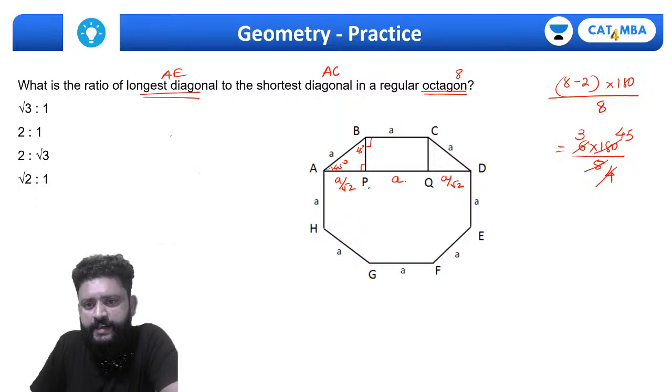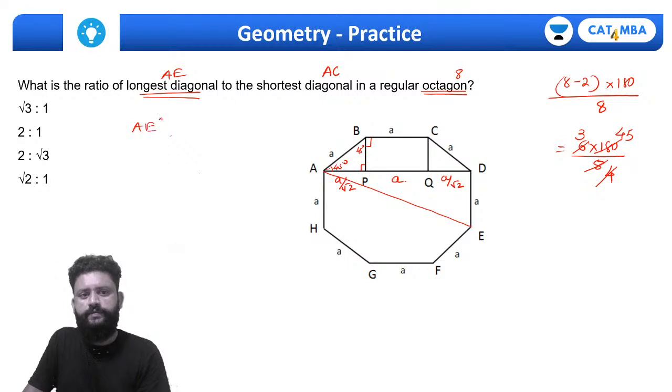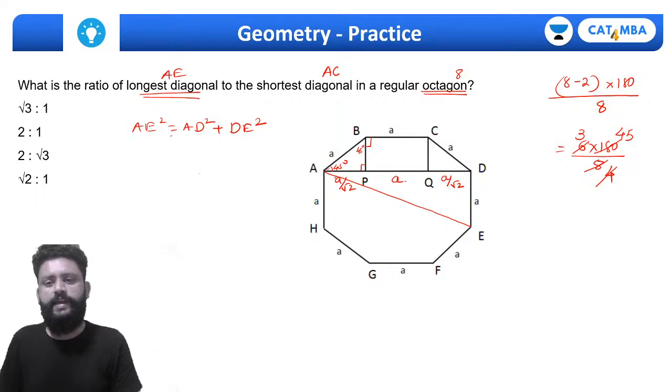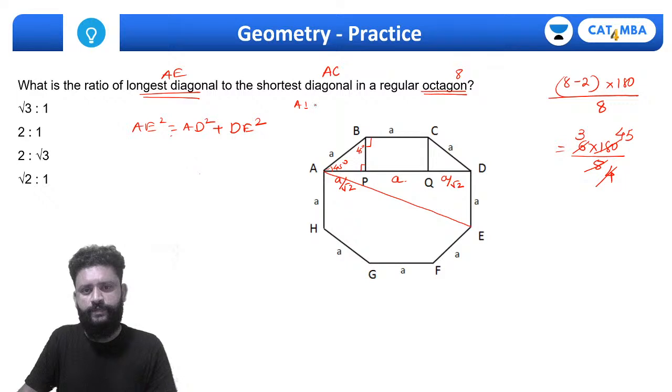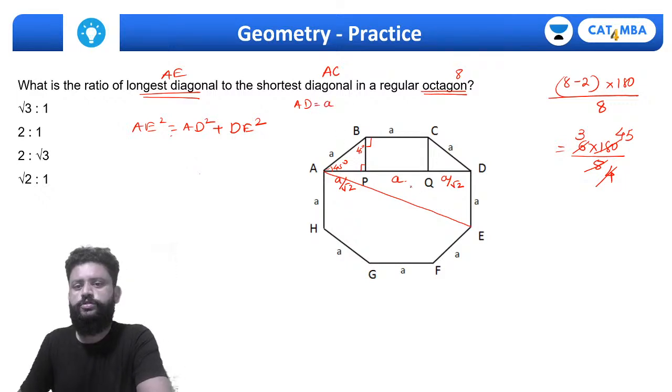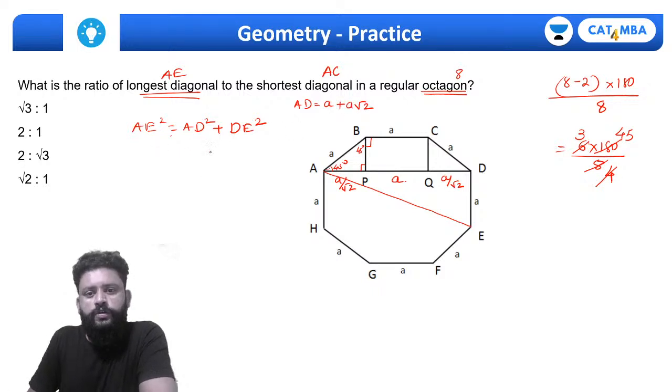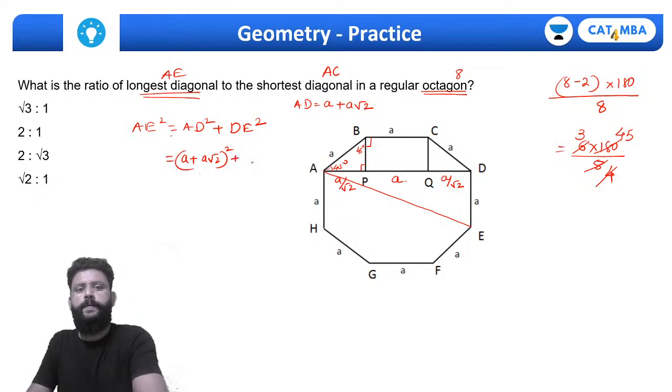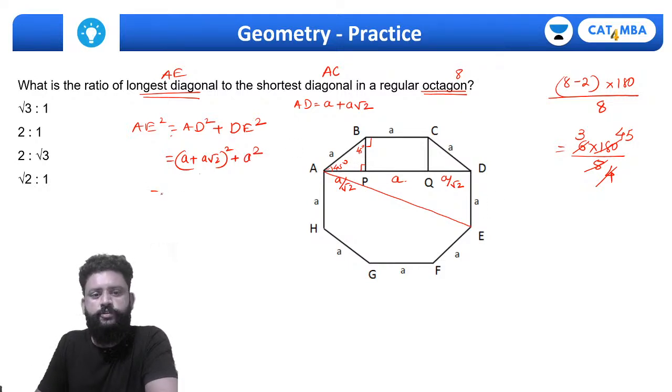Okay, so we can get AD, and to get AE, the longest diagonal, what I can do, I can use the Pythagoras theorem here. AE square is equal to AD square plus DE square. Now AD, we can get AD as A plus A by root 2 plus A by root 2, that is twice of A by root 2, you can say A root 2. So if you want AE, you can do (A plus A by root 2) whole square plus A square. So let's calculate this.